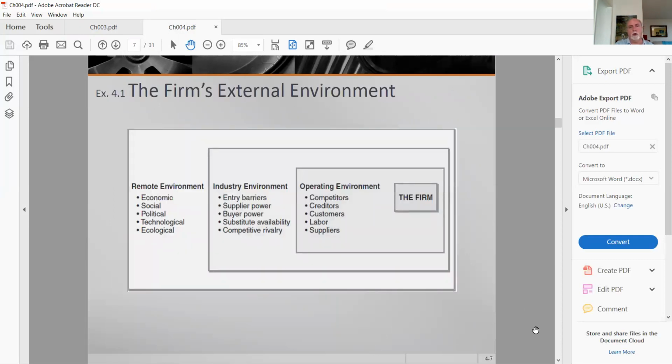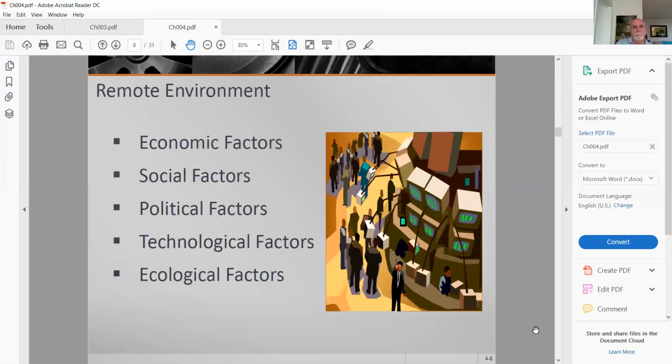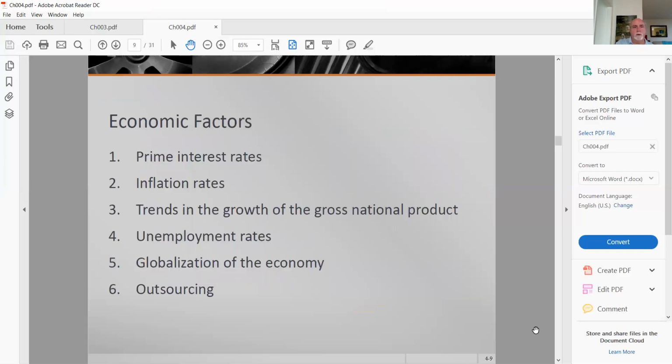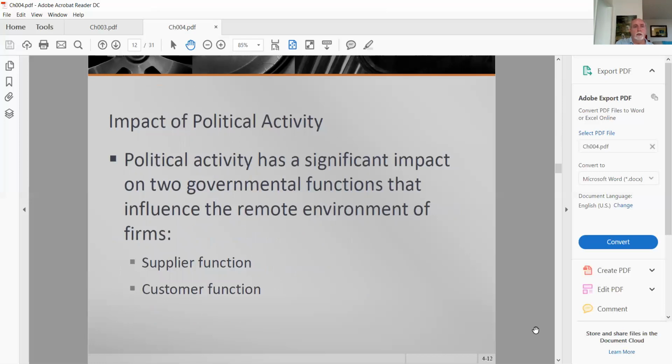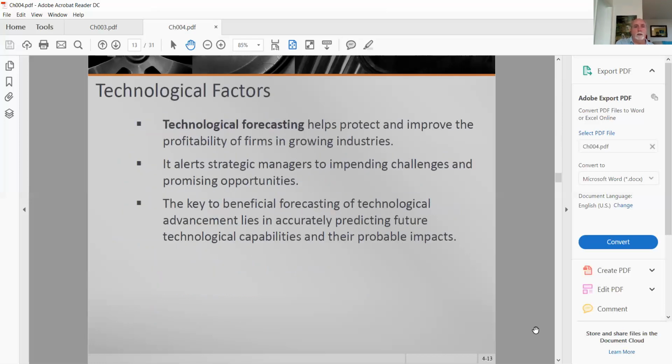Here's really how they show up, and that's the critical thing to understand here, is that they build as they move forward. The remote economic factors are here. The economic principles, prime interest rates. Now, prime interest rates are written really for the business side. But if you're an information systems department manager, you too have to worry about how to get capital investment money to buy and keep up to date on the latest and greatest technology. The social factors, political constraints, impacts of activity, the technological forecasting.